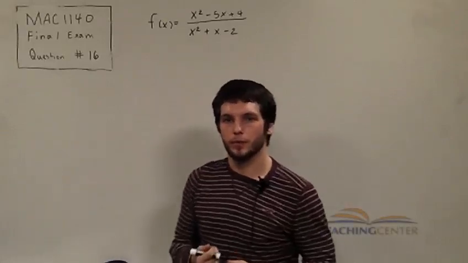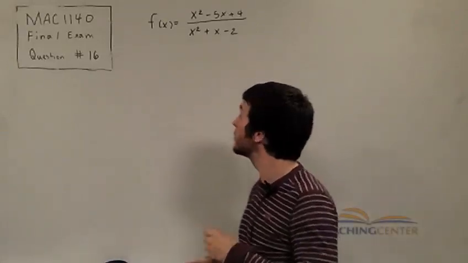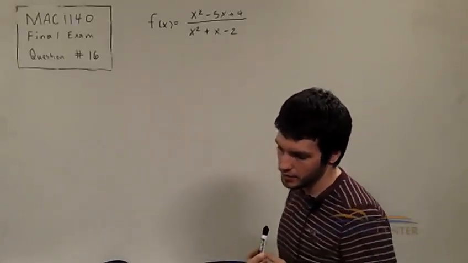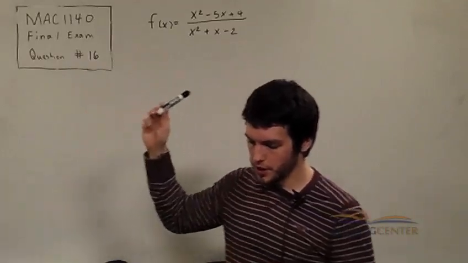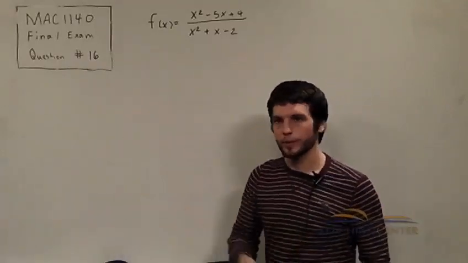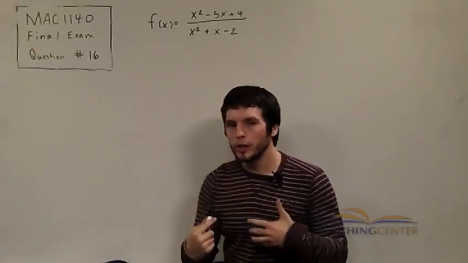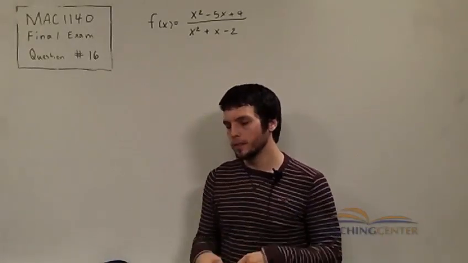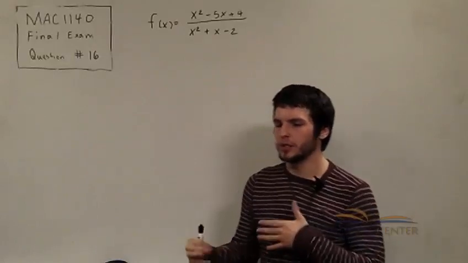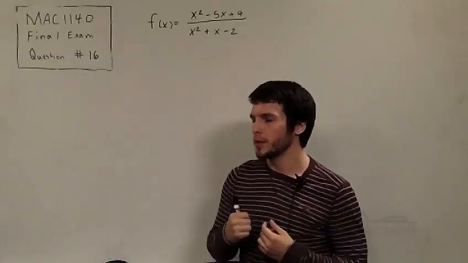This is MAC 1140, final exam, question 16. It gives us this rational function, and it asks us where it has a hole. A hole is where the function is undefined, but it doesn't change the way the graph looks at all.